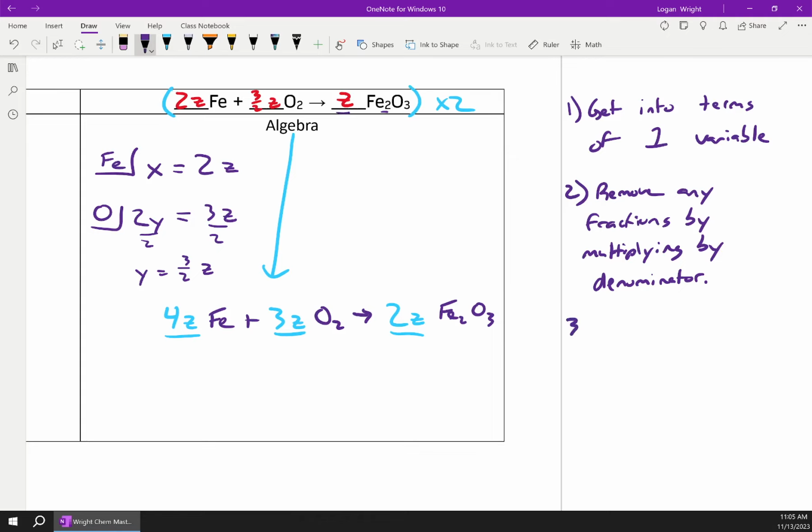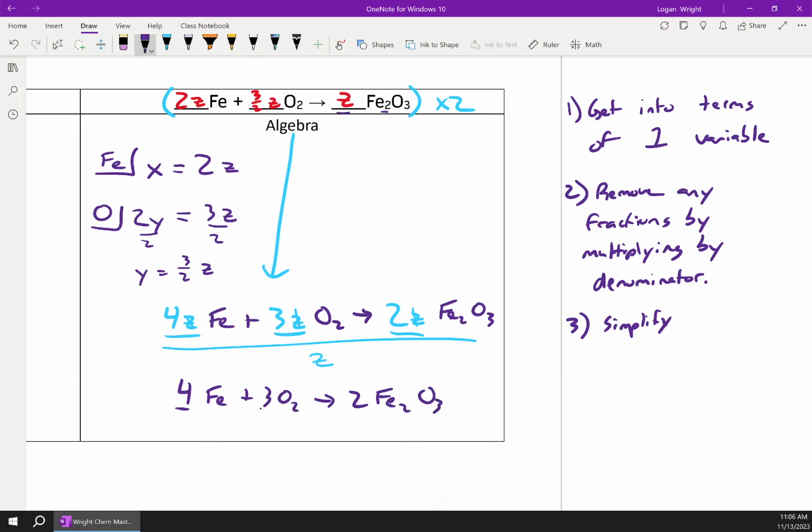Your last step is going to be simplify. At this point, 4, 3, and 2 don't have any common factors, so I can't simplify that, but I can get rid of these variables, effectively divide the whole thing by Z, and that cancels out all of my Z's, and I end up with 4 irons plus 3 oxygens yields 2 iron oxides. And that is the whole technique.